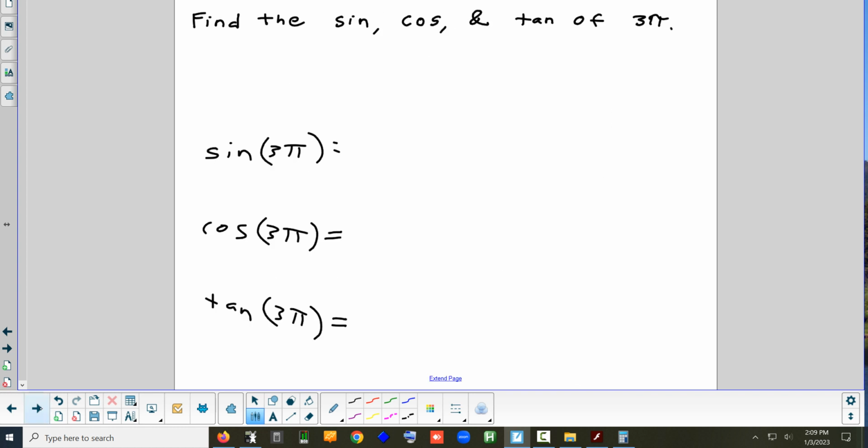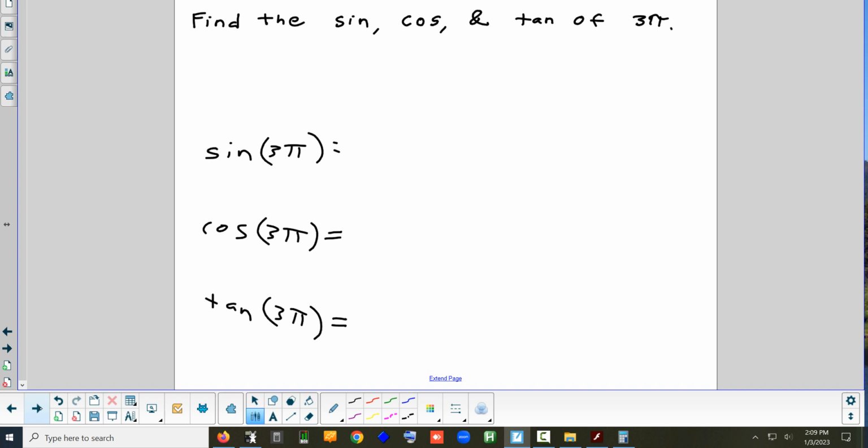Let's try this one. Now, a little different. First of all, the directions are different. It's only asking for the sine, the cosine, and the tangent. And the information they give you is different. What haven't they given me this time that I need to do this problem? They have not given me a coordinate.